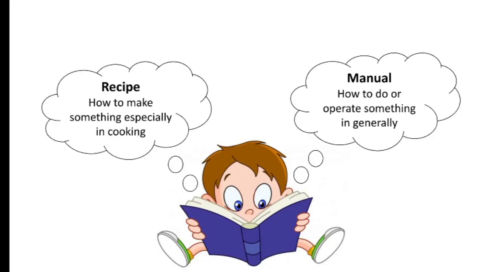Okay, and the last one, we know about the difference between the procedure text of recipe and the procedure text of manual. The procedure text of recipe is how to make something, especially in cooking. And then the procedure text of manual is how to do or operate something in general.